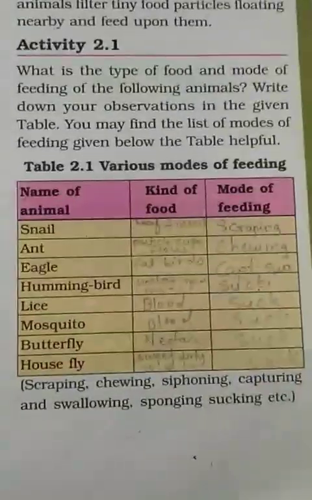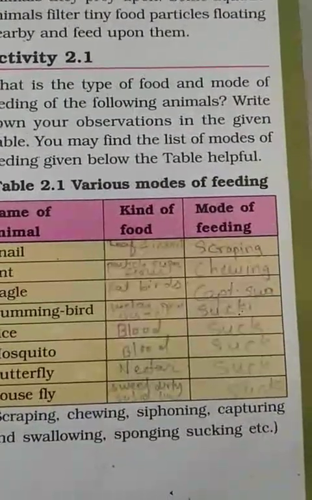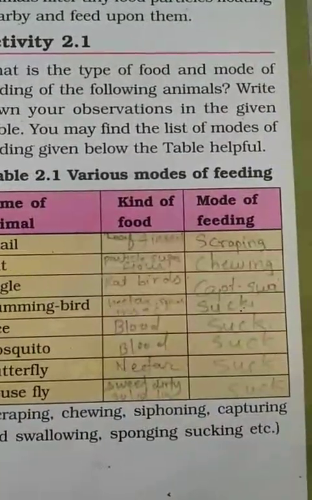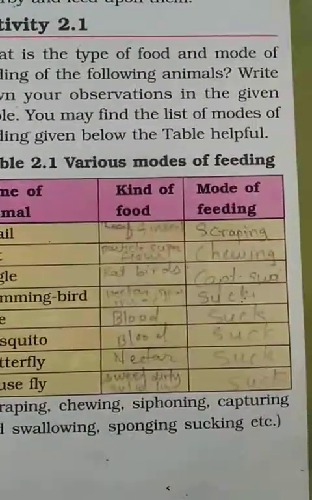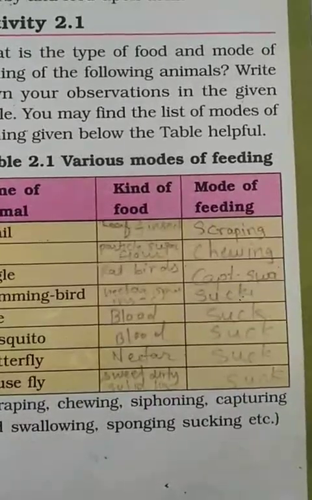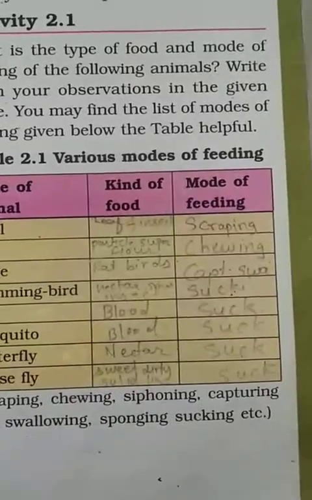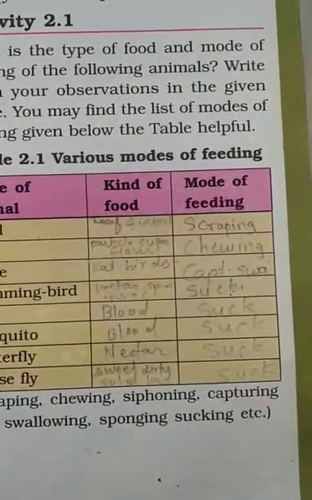Now here is an activity in which a table is shown. In that, some names of animals are given with their various modes of feeding. First is snail. What kind of food does a snail take? It takes leaf and insect. What is the mode of feeding? Scraping. They scrape the leaf and they scrape the insect.